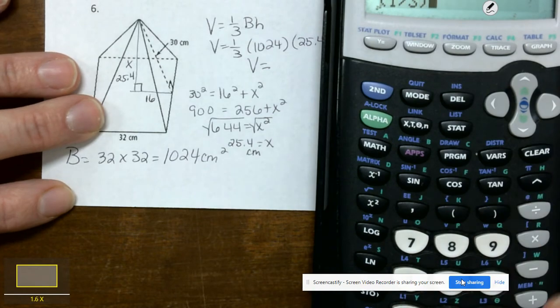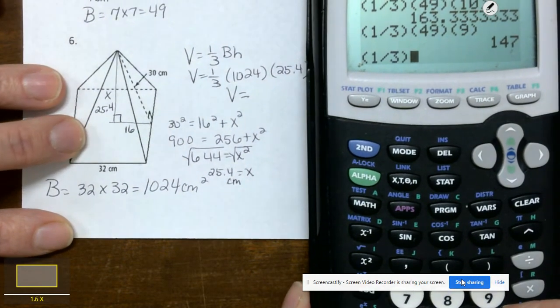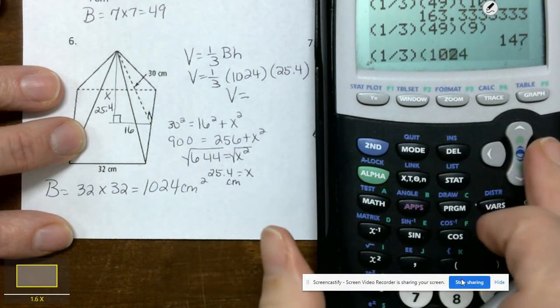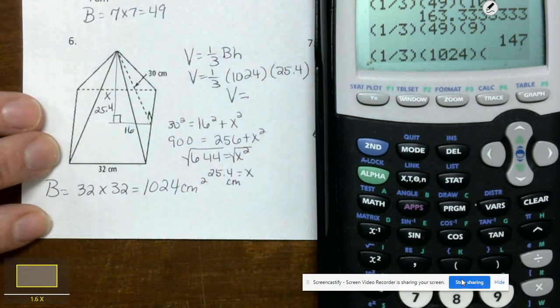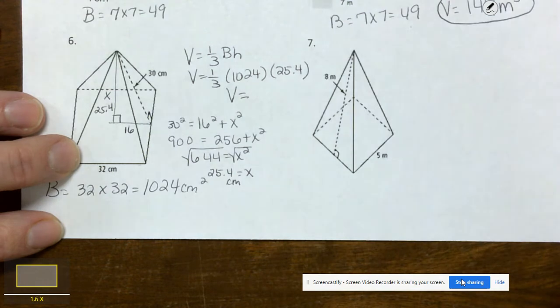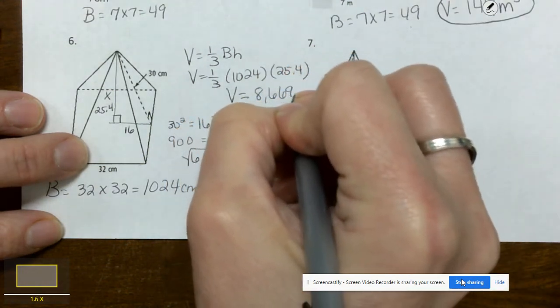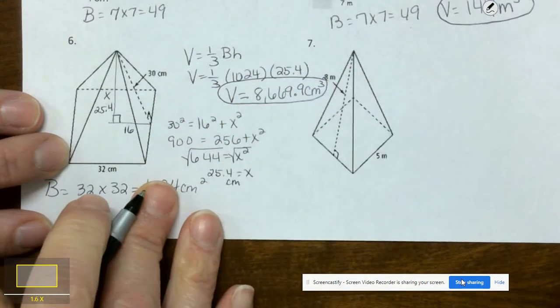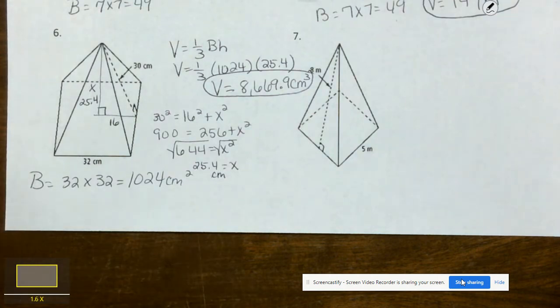So 1/3 times 1024. Oops, I forgot to put that in parentheses. Can't forget that. Times 25.4. Okay, we get 8,669.9, and it's centimeters cubed. And this would be our answer for that one. It's number 6. Okay, try to pause the video for number 7 and see what you get, and then come back. This is very similar to number 6.